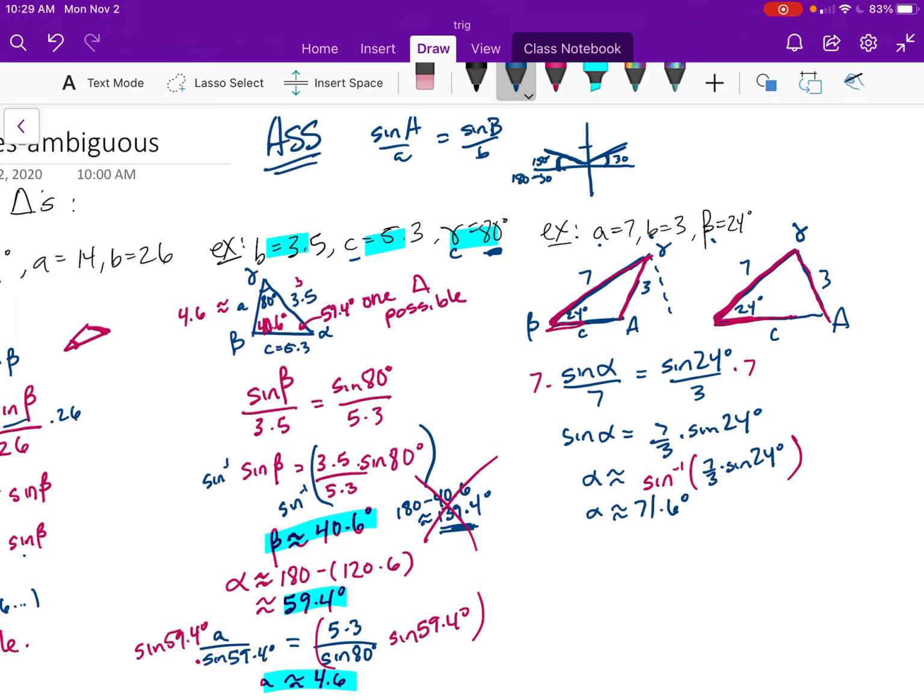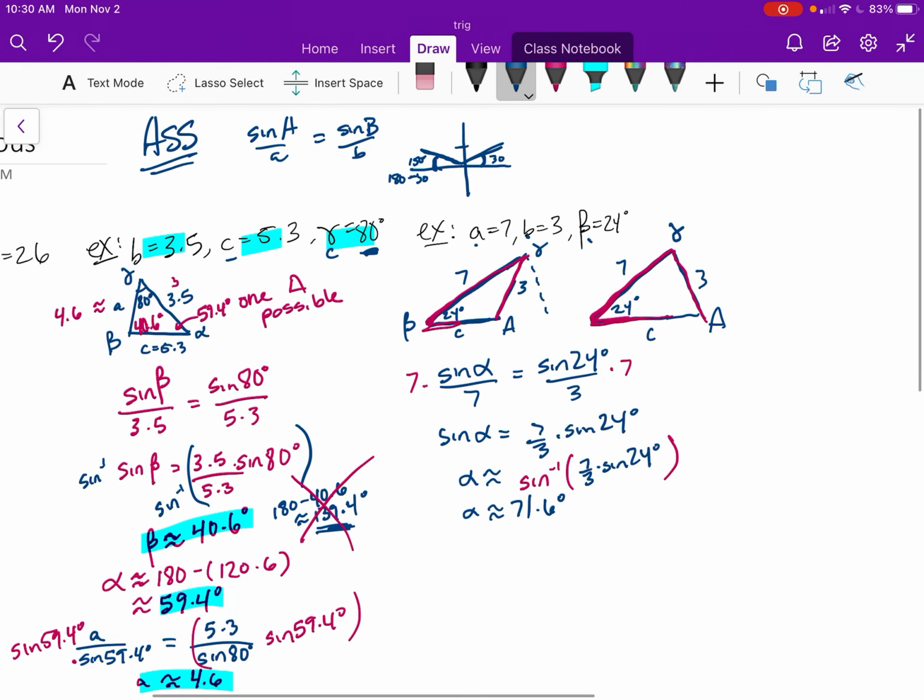All right. Now, just like the other one, what we have to do is check 180 minus that. Would it give me another possible angle? Okay, so alpha's fine. So another possible angle, and most textbooks do a prime, alpha prime, is 180 minus 71.6, and we get, what, 108.4? Alpha prime is approximately 108.4. And then we check, could that work?